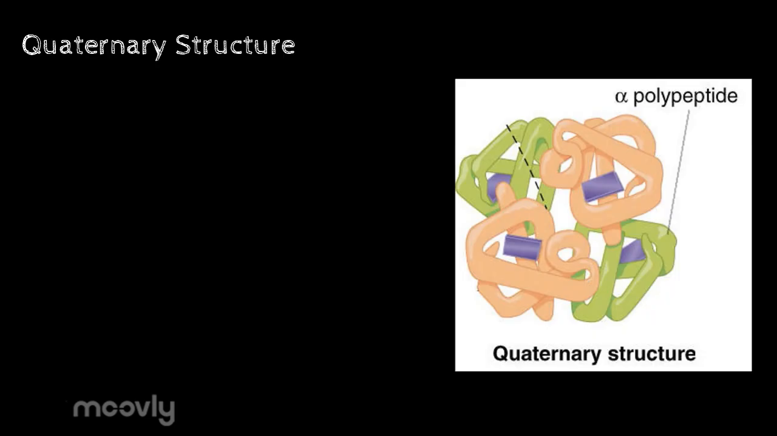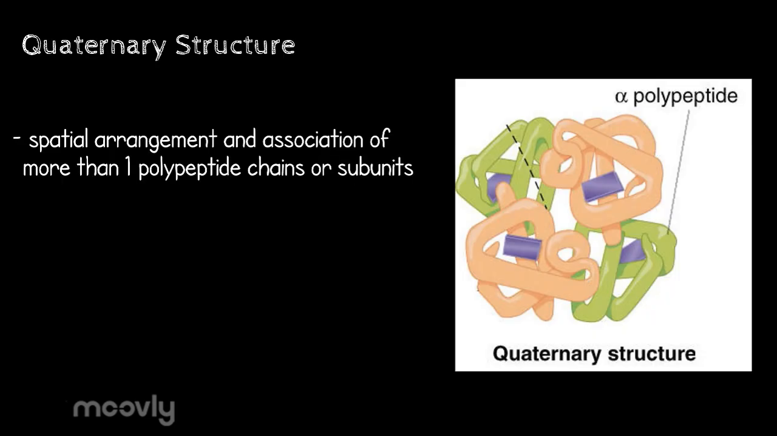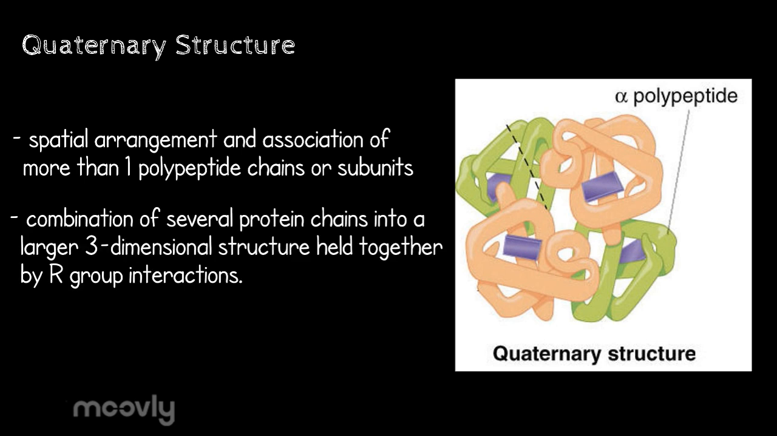Finally, we have reached the quaternary structure. This refers to the special arrangement and association of more than one polypeptide chains or subunits. It is also referred to as a combination of several protein chains into a larger 3D structure held together by R group interactions.